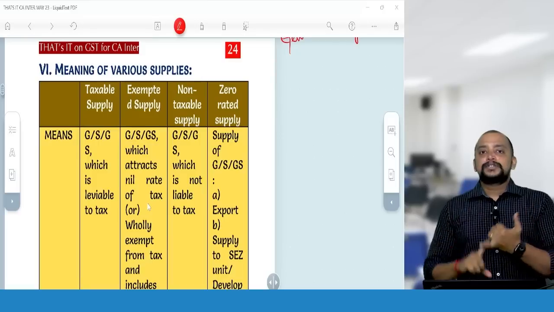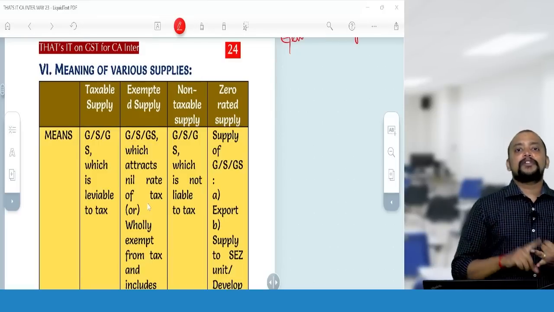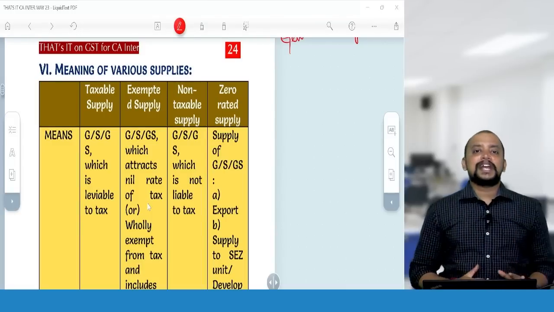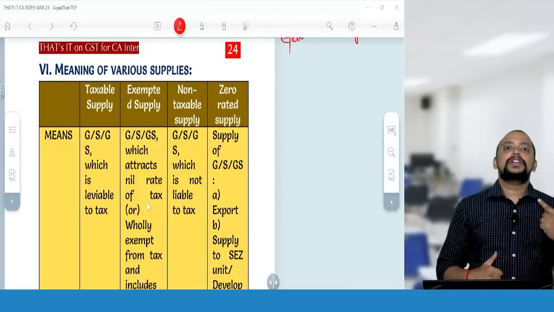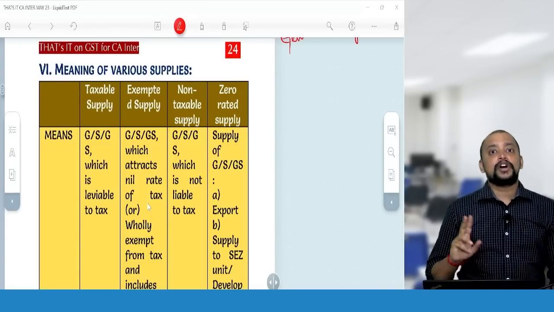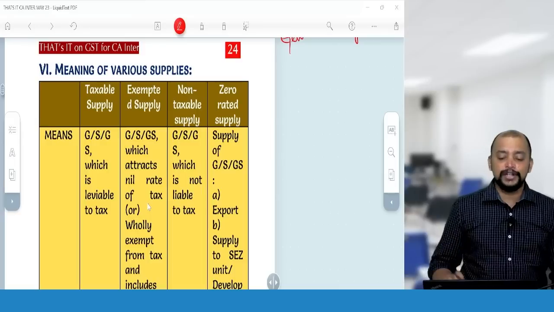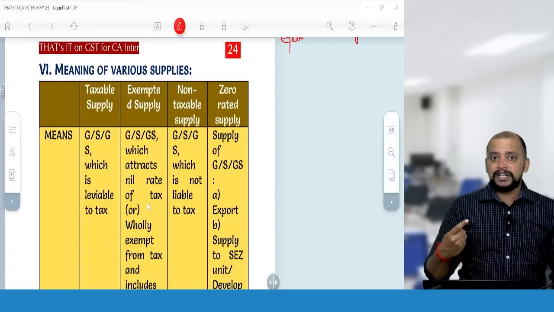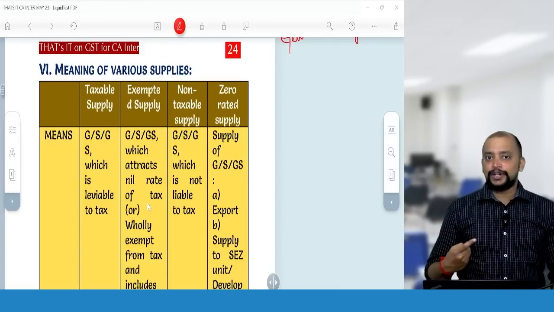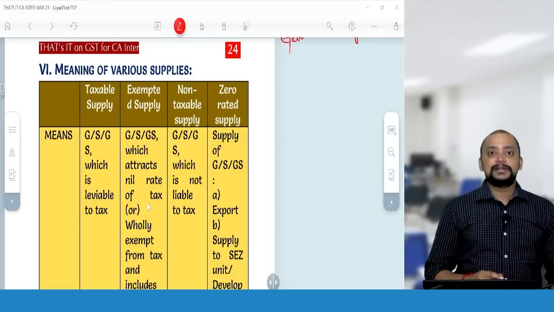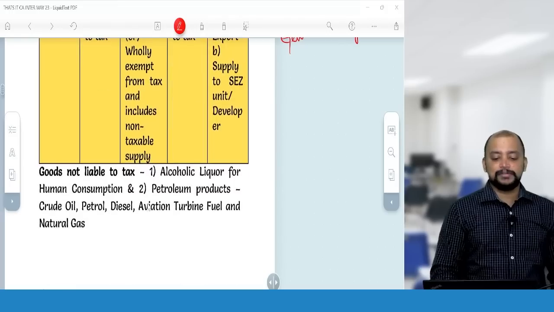That is, export of goods or services, supply of goods or services to SEZ is known as zero rated supply. What are non-taxable supplies? Only 2. That is alcoholic liquor for human consumption and petroleum products. These 2 are considered as non-taxable supplies on which there is no need to pay GST. Then exempted supplies. If the goods are exempted, that is notified as exempted in the notification, or nil rated or includes non-taxable, that will be exempted supply. The balancing figure is taxable supply.